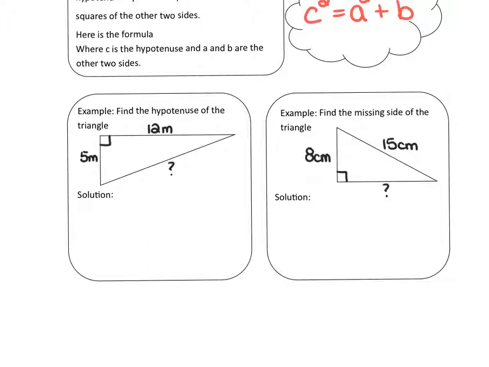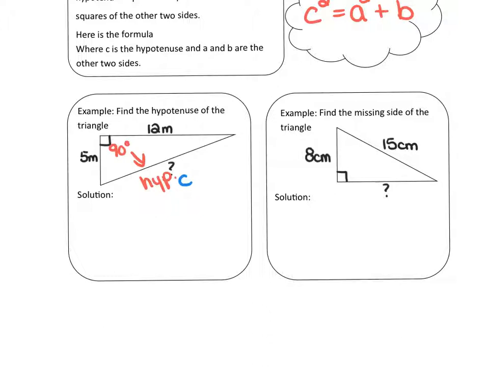So the first example says find the hypotenuse of the triangle. We can see that there is a 90-degree angle there. So we do have a right angle, which means we can use the Pythagorean theorem. So you'll notice that across from the 90 is the hypotenuse. So for this particular example, we are going to find the length of the hypotenuse. Now, from the formula, you saw that I said that C was always the hypotenuse. So I'm going to use a different color. I'm going to label this one C.